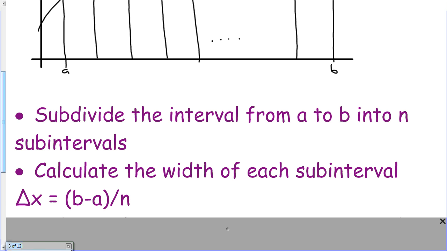And actually the way that you calculate the width of each subinterval, if you recall from trapezoid rule, it's the same calculation. To calculate the width of each subinterval, you take the width of the entire interval from A to B, which would be B minus A, and you divide that by the number of subintervals that you split it up into, divided by n. So B minus A divided by n will tell you delta x. It will tell you the width of each subinterval.